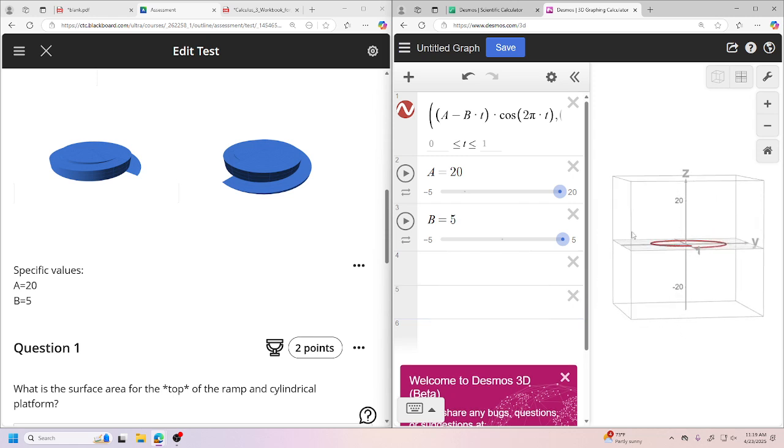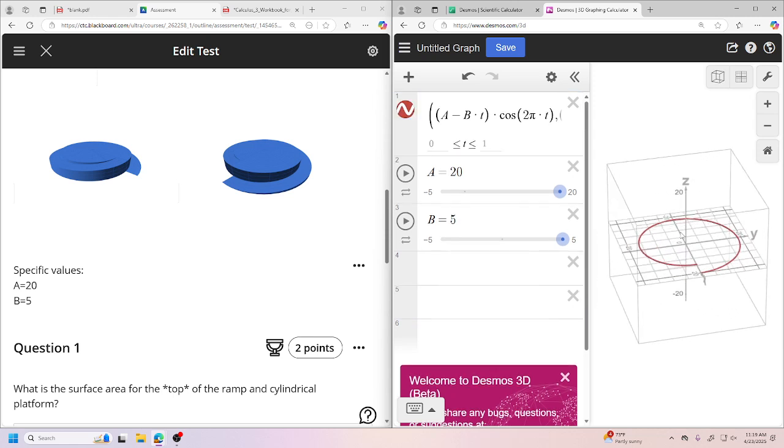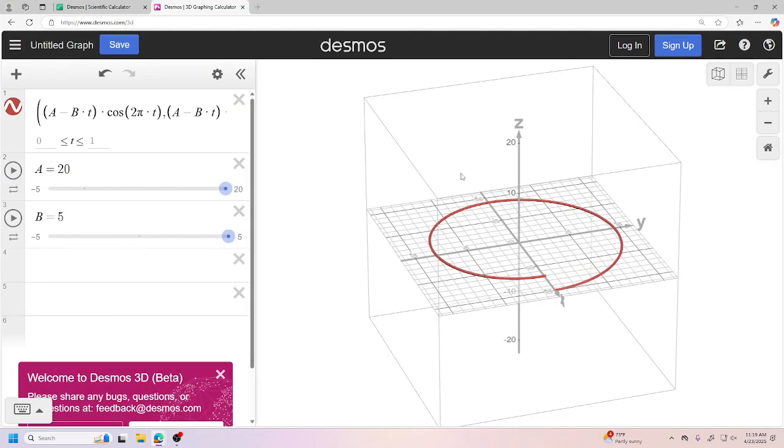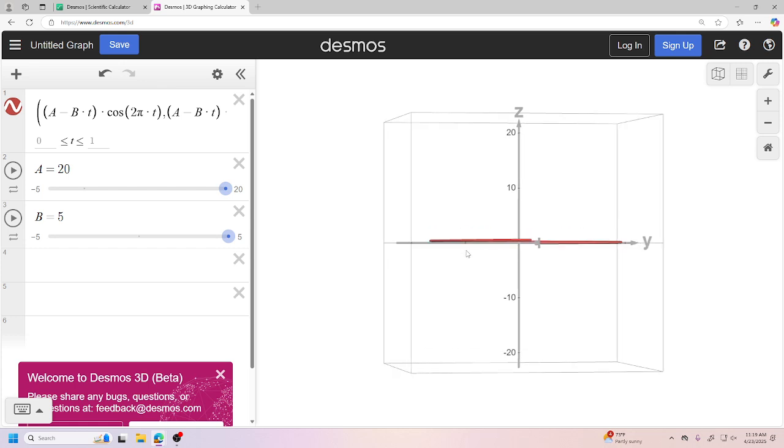So that's the ramp, basically. I know that it's kind of small looking. Let me try this. So you can see the ramp, and it is lifted up a little bit.